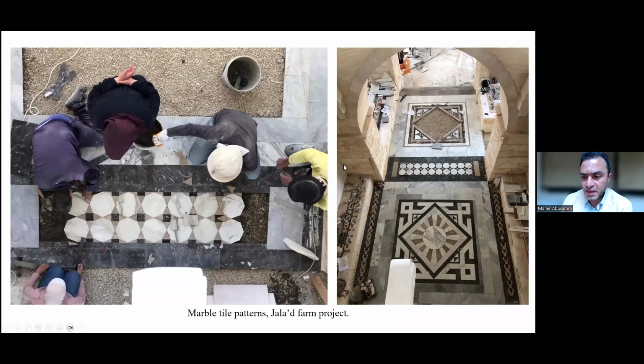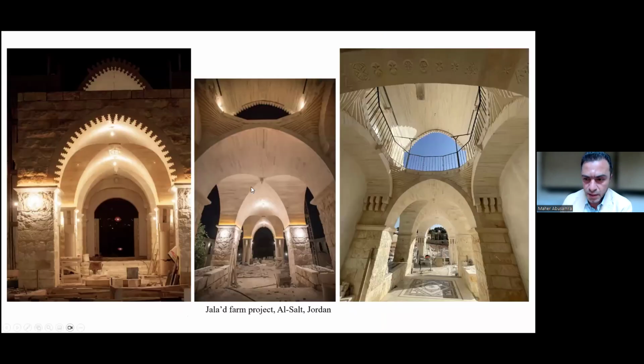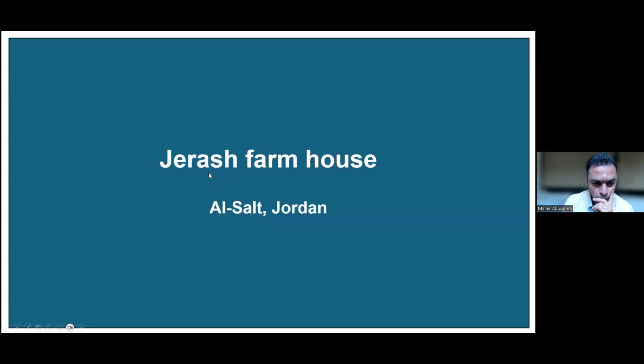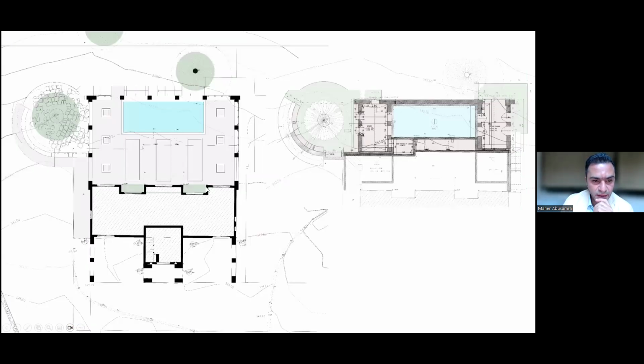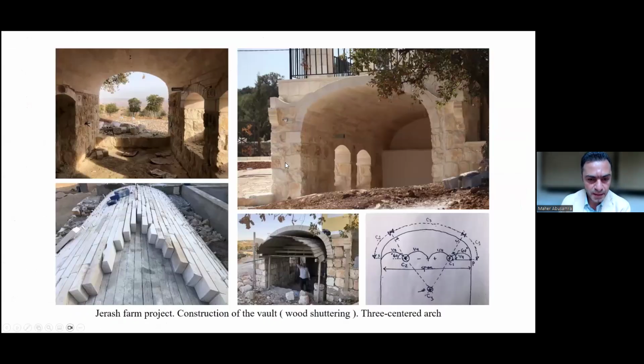Here, we see some tile patterns during the construction. Here we can see the cross vault also at night. There is another house, a farmhouse in Jerash, which is also a historical place near Amman.